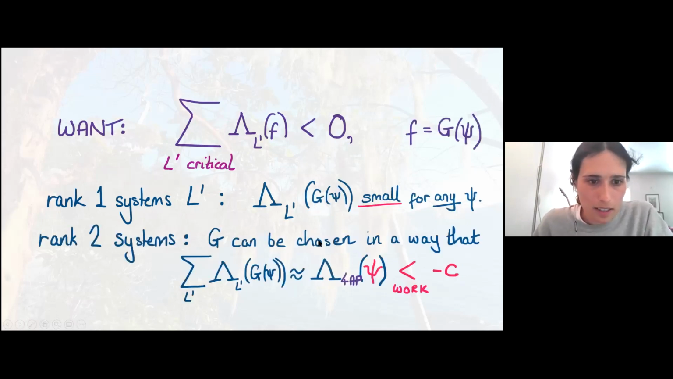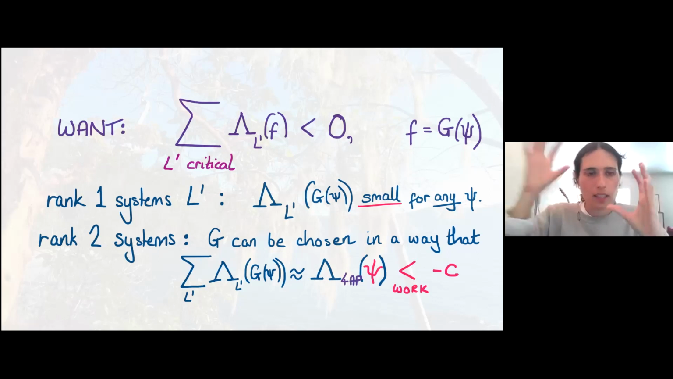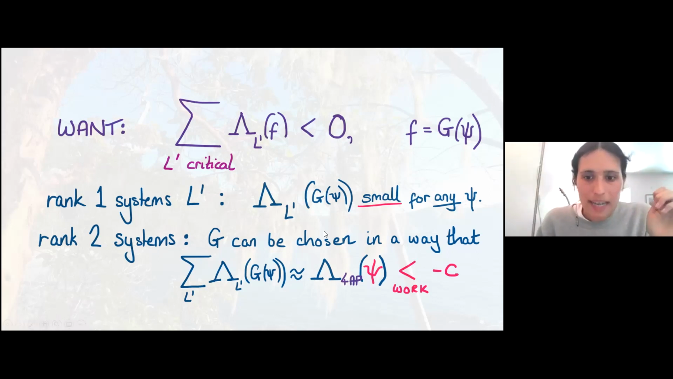This is just technicalities. What we care about is the rank 2 systems, and in fact, what we can do is create a kind of operator that works on our function in a way that basically pulls out this 4AP system, very roughly speaking. So we can find a function that, when you put it on all of these systems, the dominant term is going to make things small unless it's a 4AP. So then all we have to do is do something for the 4AP.